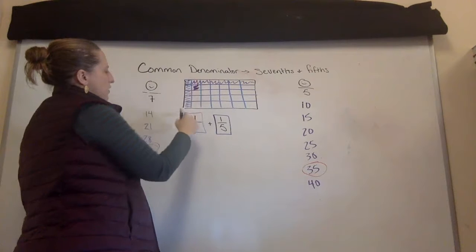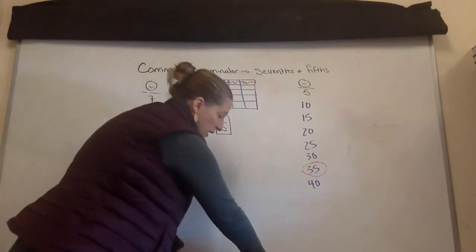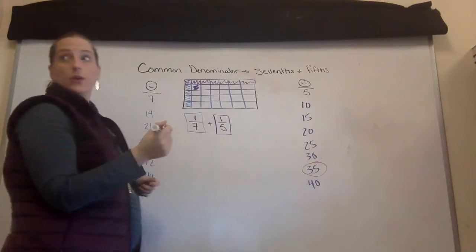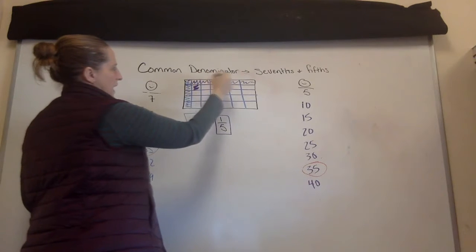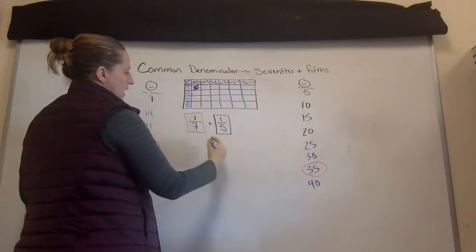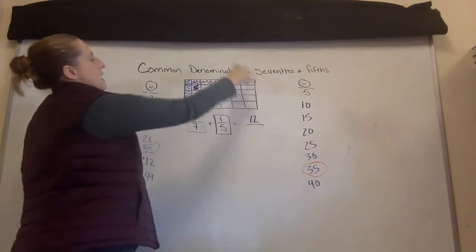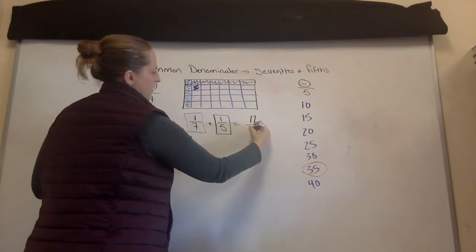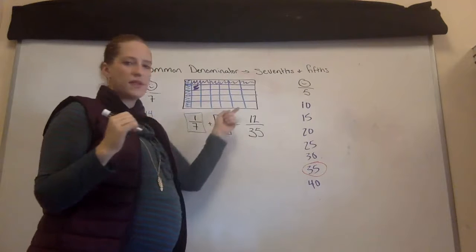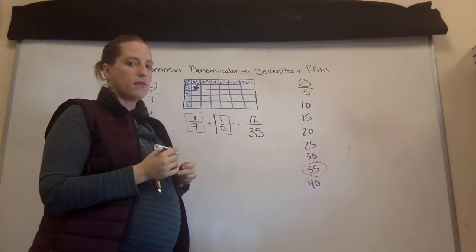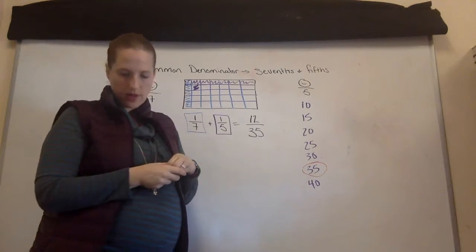So now I've shown a 7th, and I've shown a 5th, and we can just count to get our answer. All together, what do I have shaded? 1, 2, 3, 4, 5, 6, 7, 8, 9, 10, 11, 12. So altogether, I have 12 pieces shaded. Each one of those pieces is a 35th of my whole. So 1/7 plus 1/5 is 12 35ths. I'll leave it up to you to try and show subtraction if you want. It is a bonus, you don't have to.